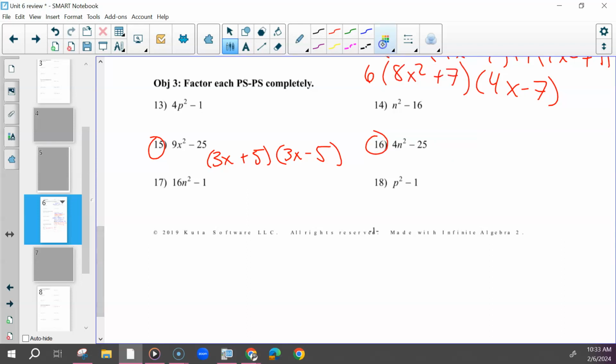16, same thing. This doesn't have a GCF. To get 4n squared, that would be 2n. And then we just did the 25 was 5. So one's plus, one's minus. It doesn't matter if the plus is first or second.